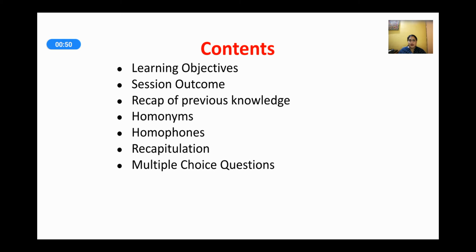Recap of previous knowledge is of quintessential matter, in fact, because when we are able to recollect what we have learned in the previous session, we will be able to understand the present session better and also link it to the future concepts that might help us. And we'll focus exclusively on the two vocabulary concepts, homonyms and homophones, and then we'll have recapitulation, wherein we'll try to sum up all that we have learned through this presentation. And in the end it's quiz time, we'll have multiple choice questions wherein we'll assess the knowledge that we have gained.